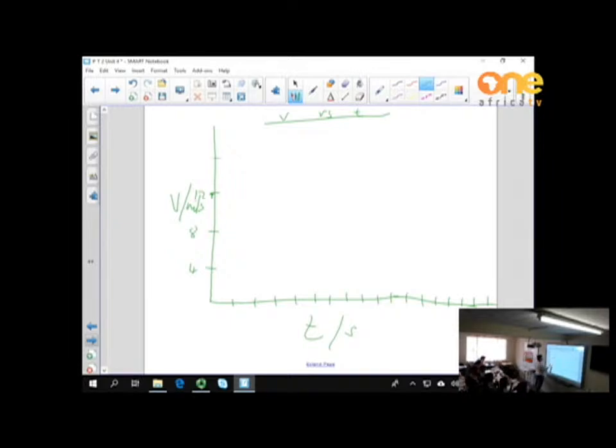12, 16. To where must it go? 16 is enough. Okay. They say a car starts from rest. There's the 0. Okay. So he starts from rest and he accelerates at 2 meters per second for 6 seconds. Now, 1, 2, 3, 4, 5, 6 seconds.